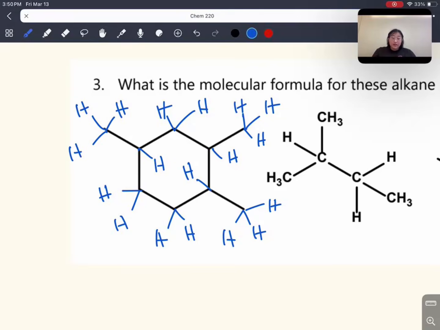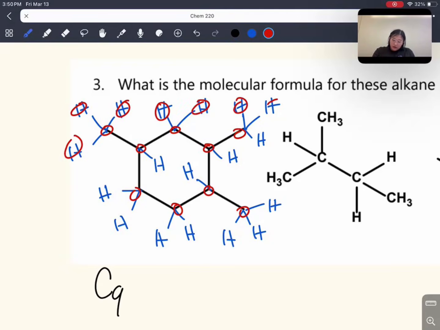Okay, so now that I've drawn all my hydrogens, I'm going to count the number of carbons and the number of hydrogens. The number of carbons is 1, 2, 3, 4, 5, 6, 7, 8, 9. So I have 9 carbons, so C9. And then I'm going to count the number of H's. I have 1, 2, 3, 4, 5, 6, 7, 8, 9, 10, 11, 12, 13, 14, 15, 16, 17, 18. So I have C9H18.